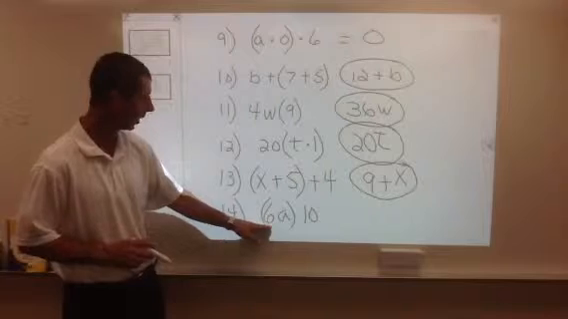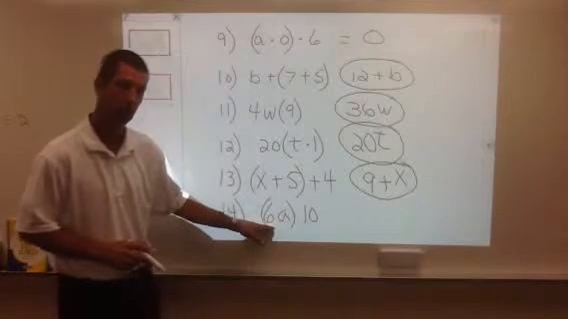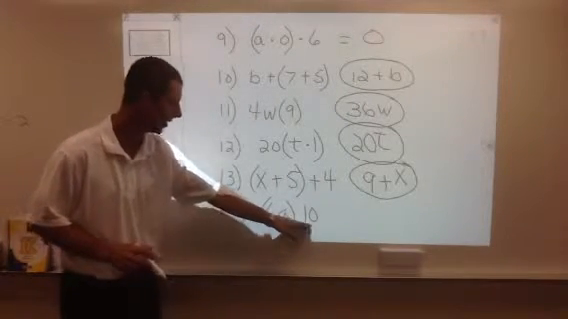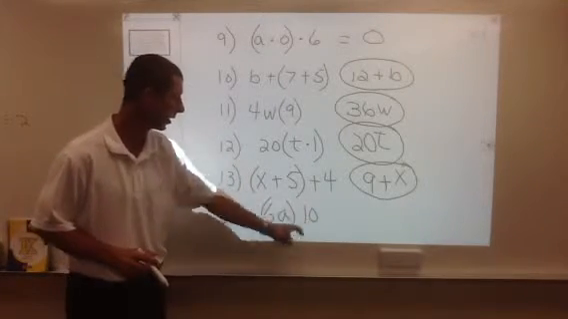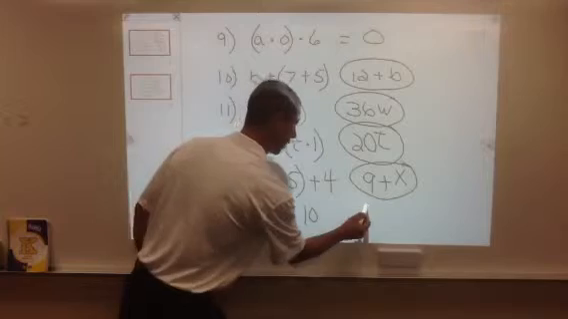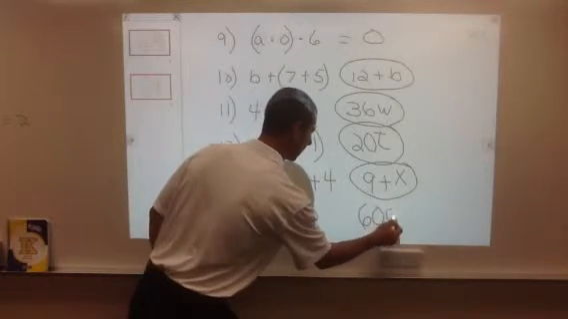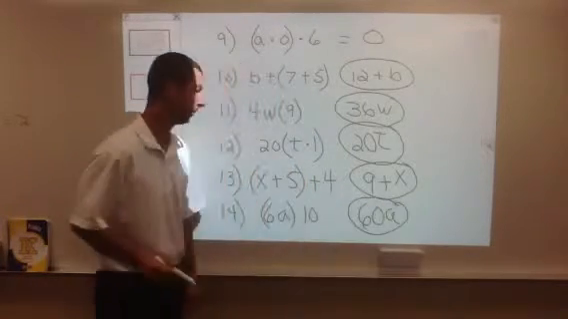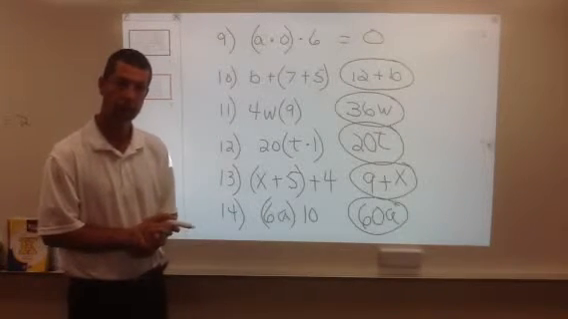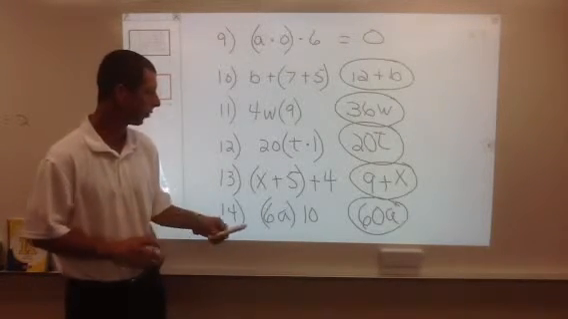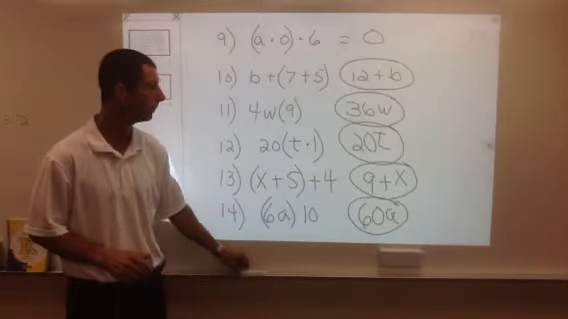On this one now, this means multiply. No sign between 6A and 10, so that's multiplication. So we can multiply our 6 and our 10 to get 60. So our answer here is 60A. Hopefully that's helpful on this, and good luck on the worksheet. Take your time, do good work.